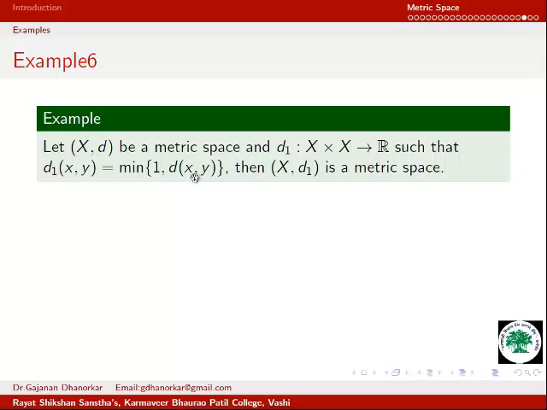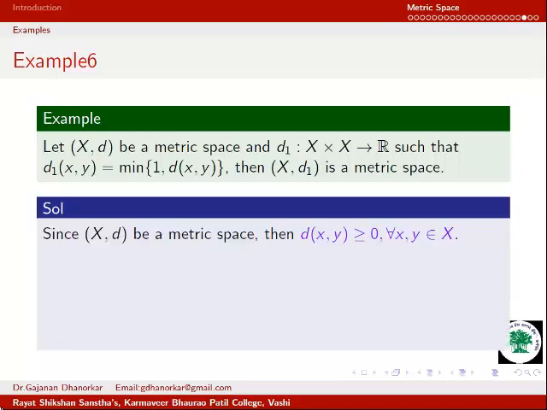Again, the first property is very clear, because this is the minimum of 1 and d of x, y, and we know that d of x, y is always greater than or equal to 0, because d is a metric. That means this total term is always greater than or equal to 0, meaning d1 of x, y is always greater than or equal to 0. This is the first condition. Here d is a metric, that's why this condition holds.